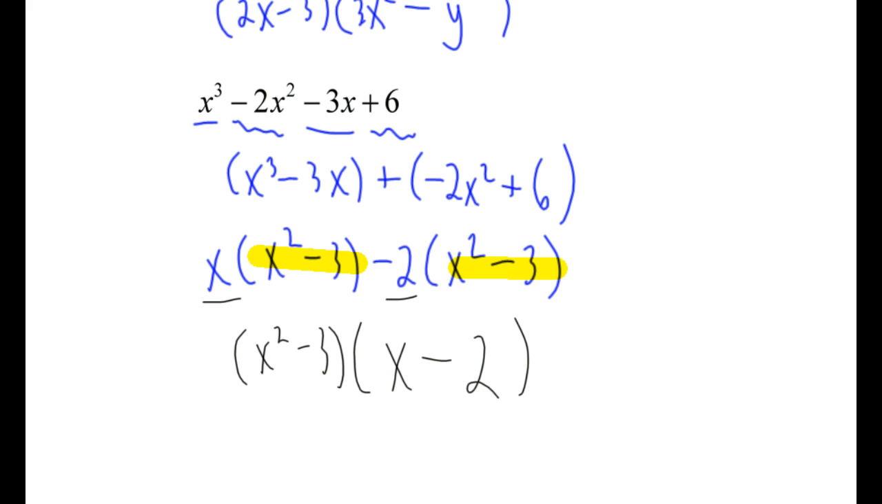And we have factored that. And that's how you do factoring by grouping.